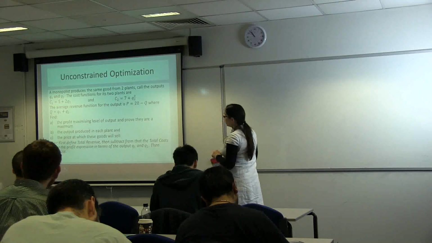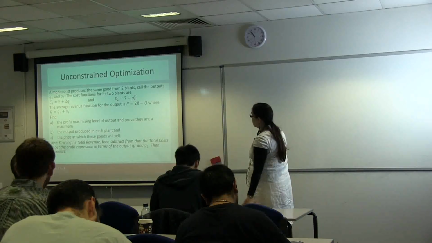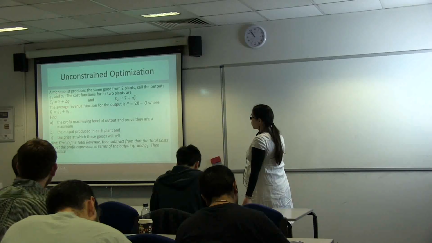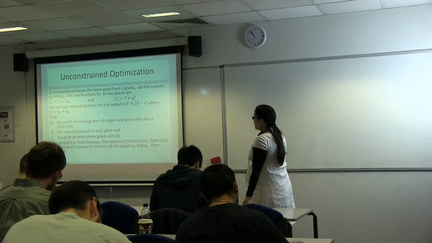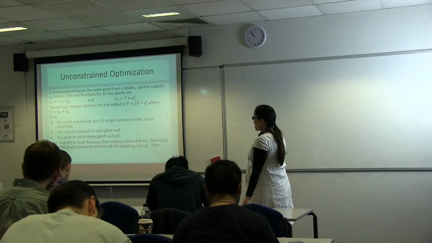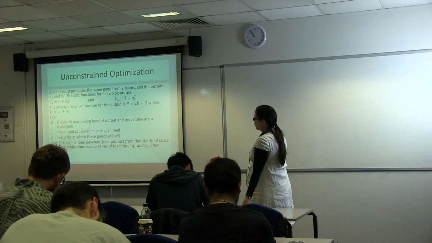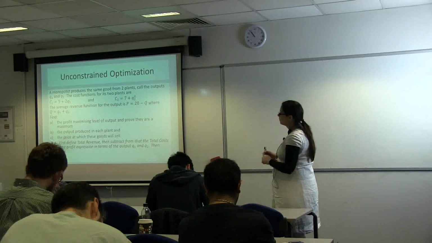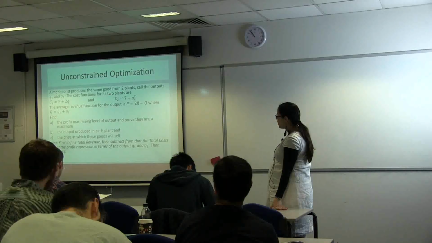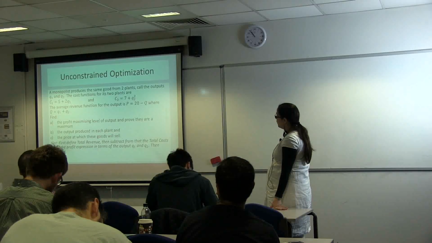So, a monopolist produces the same good for two plants, Q1 and Q2. These are the different cost functions. You've got the average revenue function, and you know that the total output is the sum of the two different outputs. Question A: find the profit maximizing level of output and prove it is a maximum. Then you need to find the output produced at each plant and the price at which these goods sell.